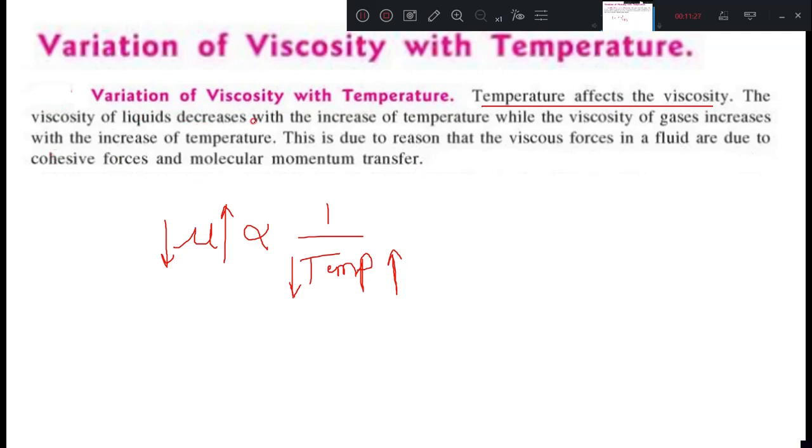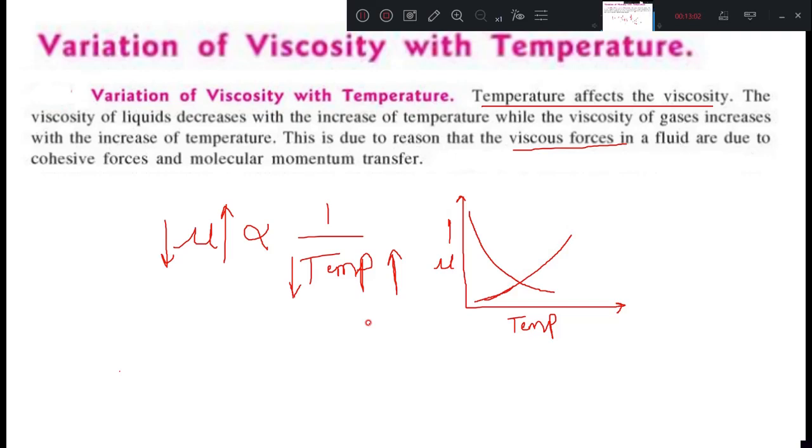The viscosity of the liquid decreases with the increase of temperature, while the viscosity of gases increases with increase of temperature. This is due to the reason that the viscous forces in a fluid are due to the cohesive forces and molecular momentum transfer. So we can draw a graph between viscosity and temperature, mu versus temperature. As the temperature increases, the viscosity decreases for liquids, and for gases it increases like this.